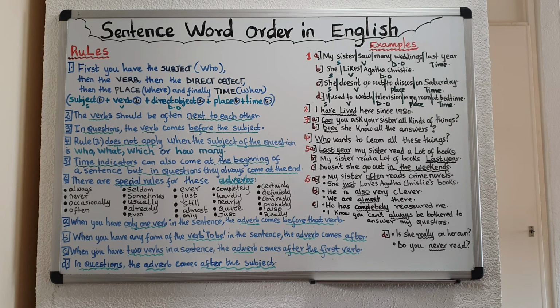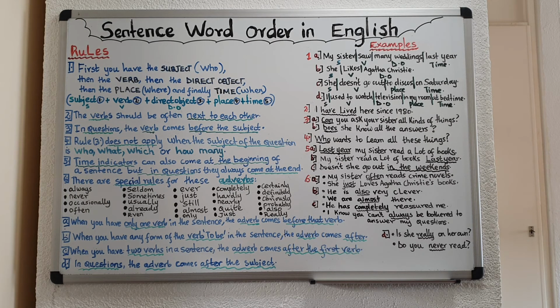Now, let's look at rule 6C. When you have two verbs in a sentence, the adverb comes after the first verb. So if you're writing a sentence, you want to construct a sentence in English, and you want to have two verbs in your sentence, but also you want to have an adverb, then the adverb must come after the first verb. Look at example 6C. He has completely reassured me.